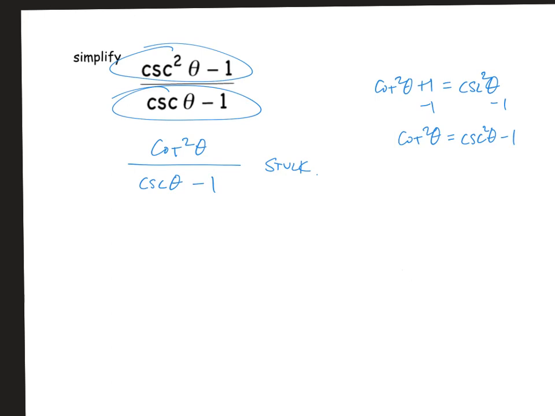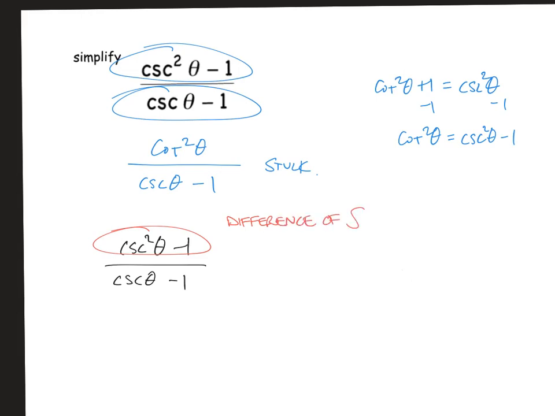So I would say, let's try a different approach then. So I'm going to rewrite the problem. And when I'm looking at the top, I see two terms with a minus sign. And both of those terms are perfect squares. So I'm going to approach this as a difference of squares. And I'm going to factor the top. So this is just being kind of sneaky.